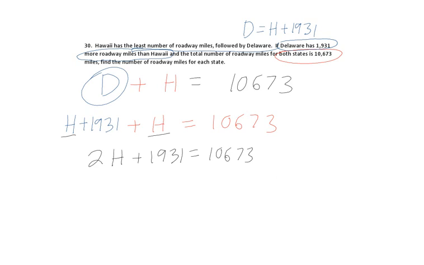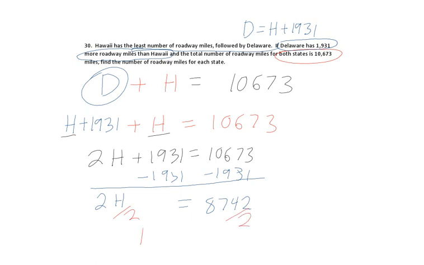And we can solve. I will subtract 1931. So that means 2H will equal, let's see, what would that equal? 8,742. And then finally, divide by 2. And Hawaii has 4,371 miles of roadway.